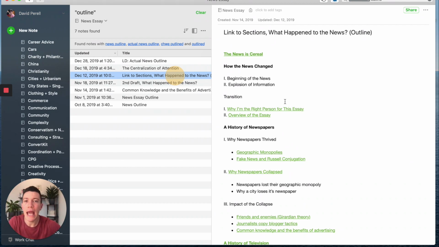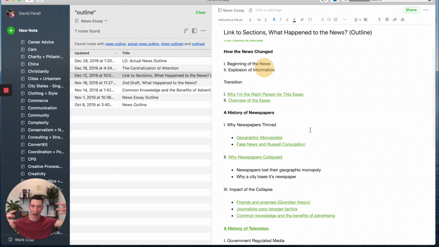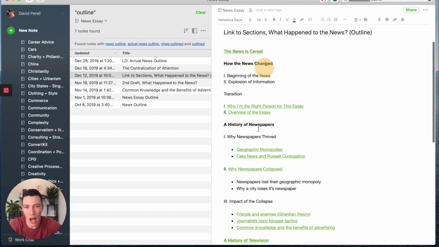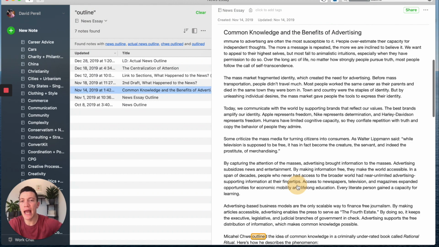And I'm telling you, the note-taking system makes it so much easier. What I did was I had these different sections, and then so that I could actually force myself to focus on one thing and not be overwhelmed by all the different words and ideas on one page, I created specific pages for specific ideas. So what I could do is go to the outline and say, today I'm going to write about common knowledge and the benefits of advertising, and then whoop, I would be sent right into that note.